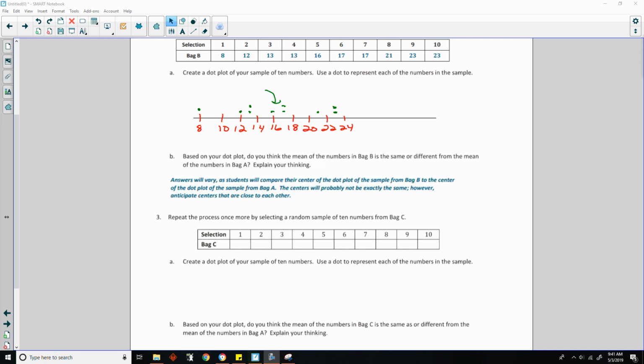Okay, so obviously answers will vary. As students compare the center of the dot plot of the sample from bag B to the center of the dot plot from the sample of bag A, the centers will probably not be exactly the same, however, anticipate centers that are close. So 15 was on the first one, and this one's 16 or 16 and a half, 17 maybe, somewhere around there. That's still pretty close, so there it is.